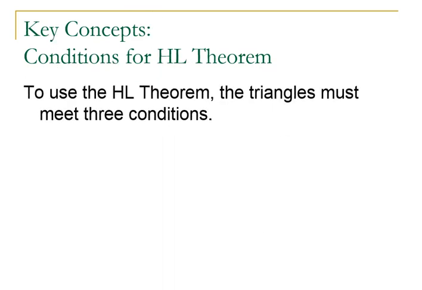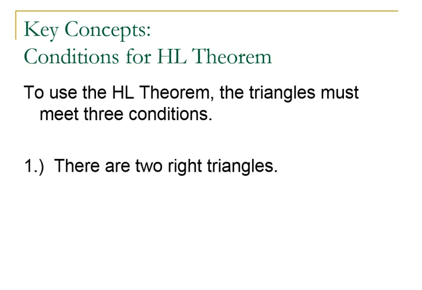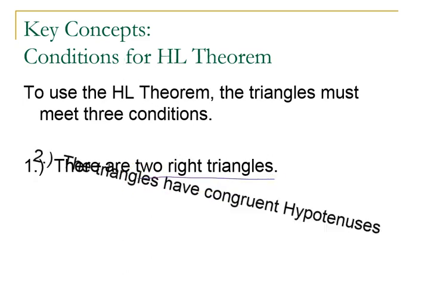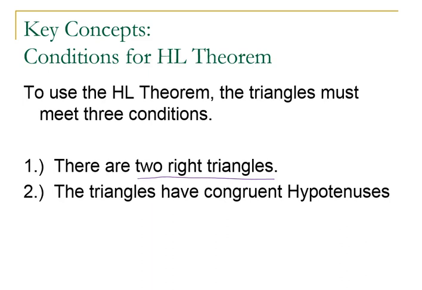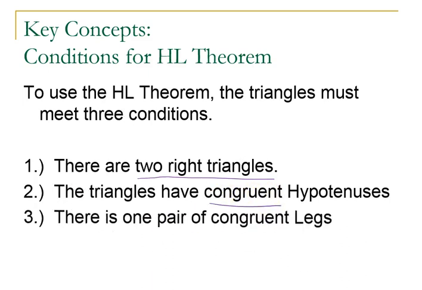In order to use the HL theorem, there are three conditions that must be met every time. You must have proven specifically and explicitly that they are both right triangles. You must say that they have congruent hypotenuses, not equal, but congruent. And you must state that there is one pair of, once again, not equal, but congruent legs. And if you have all three of these criteria, then you can use HL.